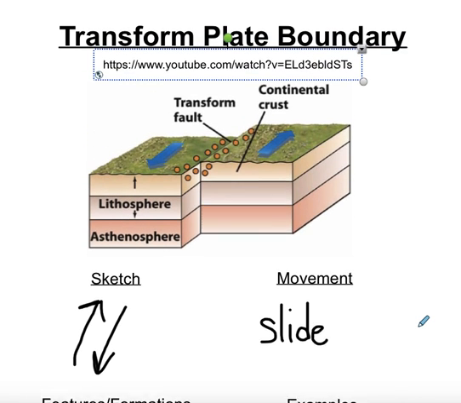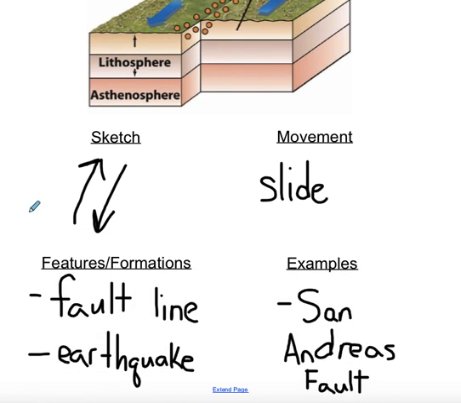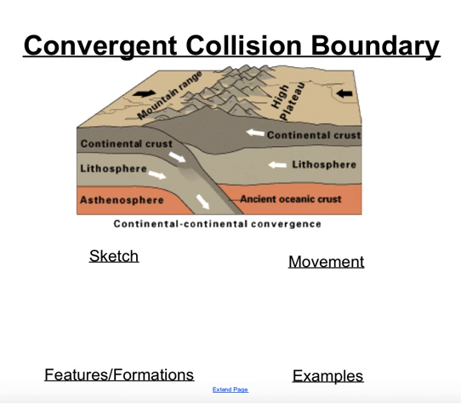So far we did divergent divide and transform slide. The next one on your note sheet is convergent. Convergent plate boundaries like to collide. As you can see in this picture, the arrows are going towards each other. So our quick sketch here, we're going to have two arrows, and they're going to be pointing straight towards each other. Convergent collide, just like in the song. That's our movement.